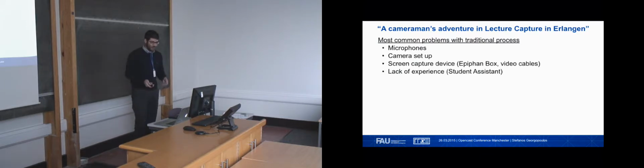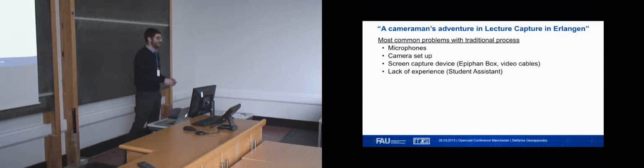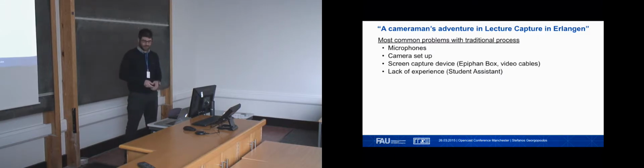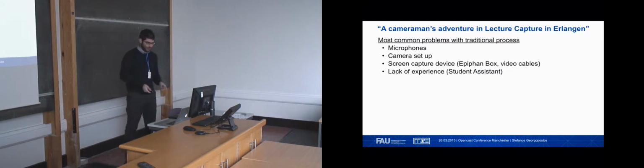The most common problems are microphones. We have wireless microphones, and the person going to a room with the camera also needs a wireless receiver to get the wireless sound. We have problems with camera setup, sometimes where people forget the SD card, so they need to run back to the room again to get an SD card. We have problems with the screen capture devices because we are using Epiphan boxes and you need to plug them in before the signal goes to the beamer, and sometimes there's a problem. There is also a tutorial in the video portal that explains how to use it without any problem.